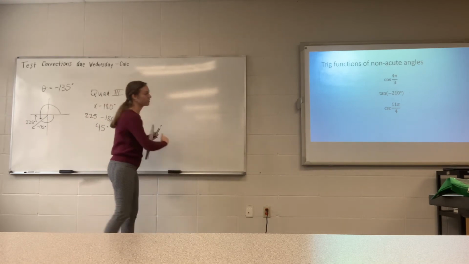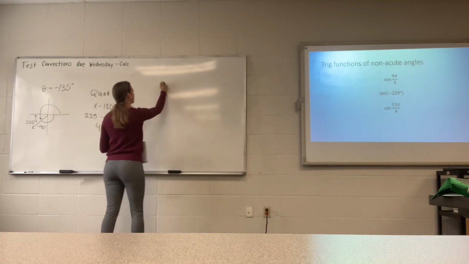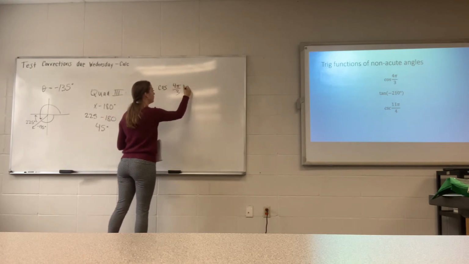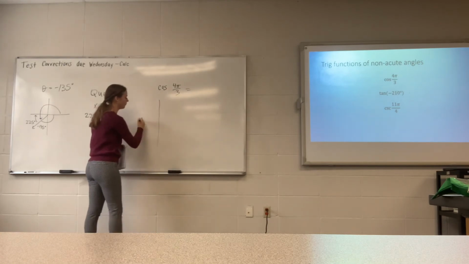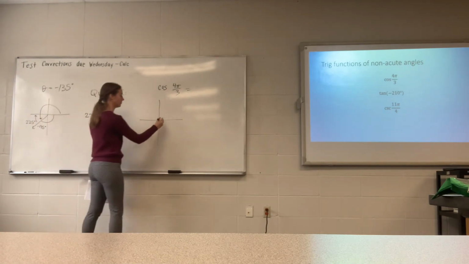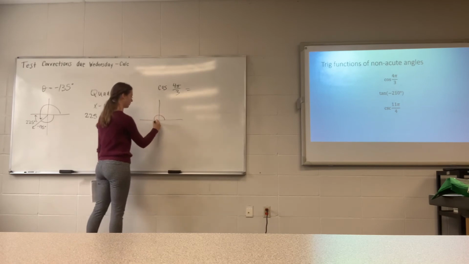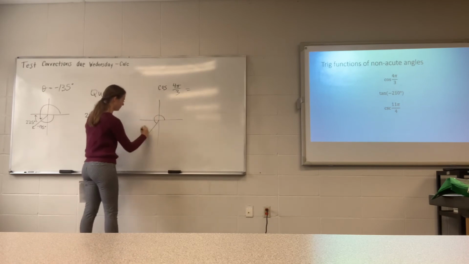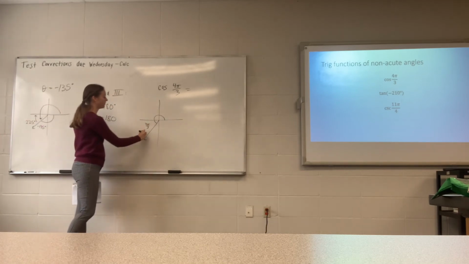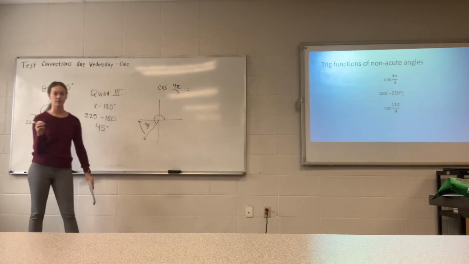Okay, so for this first one, I have the cosine of 4 pi over 3. Where do I think that 4 pi over 3 is on my circle? Third quadrant. I went this far and then a little extra, right here. So what do you think my reference angle is to get back to the x-axis?